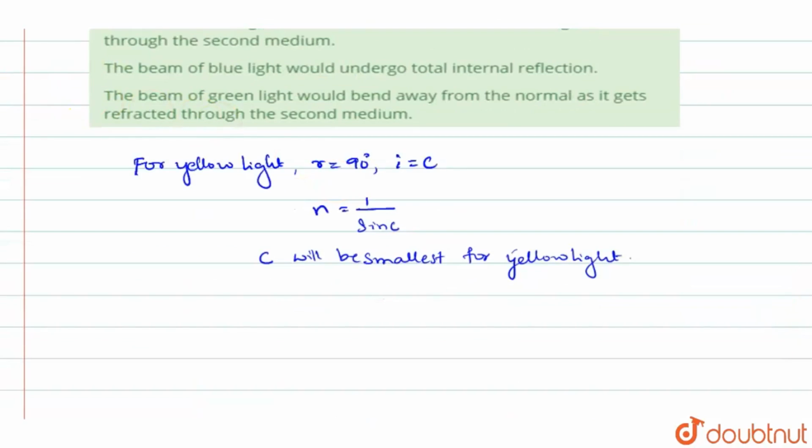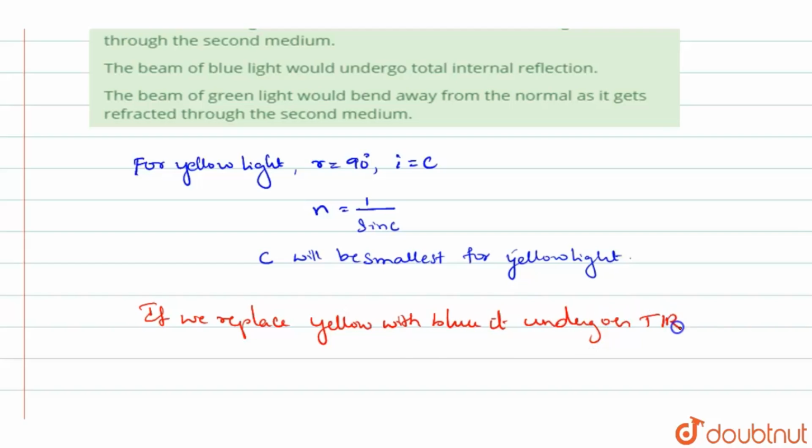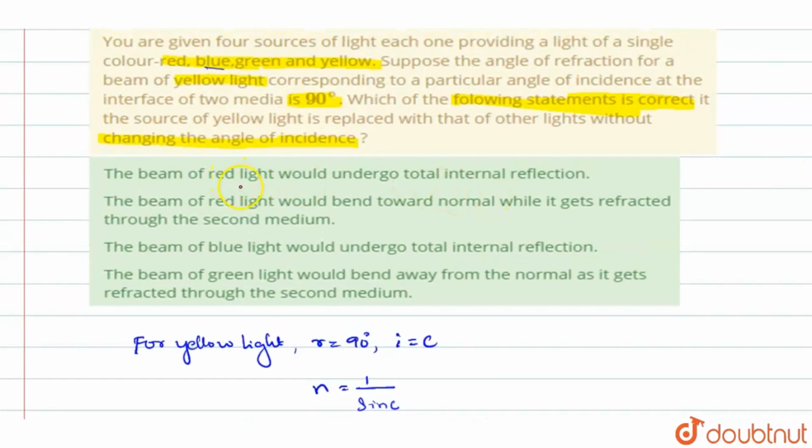So you can say that if we replace yellow light with blue light, then it undergoes total internal reflection. This is the inference you can make. So you can say that option C, the beam of blue light will undergo total internal reflection.